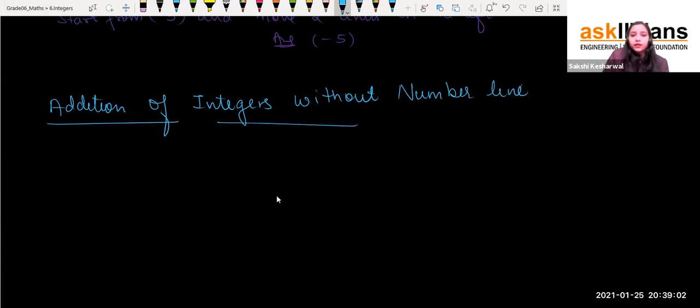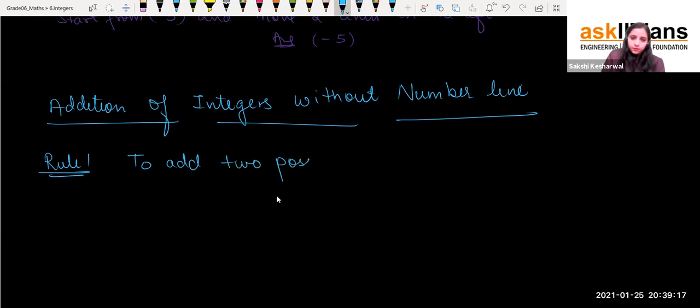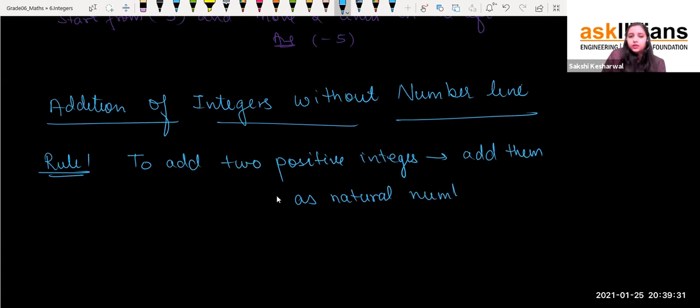So let's look at the rules it follows. Rule number 1: to add two positive integers, just add them as natural numbers. That's it. This we have been doing since long, as natural numbers.